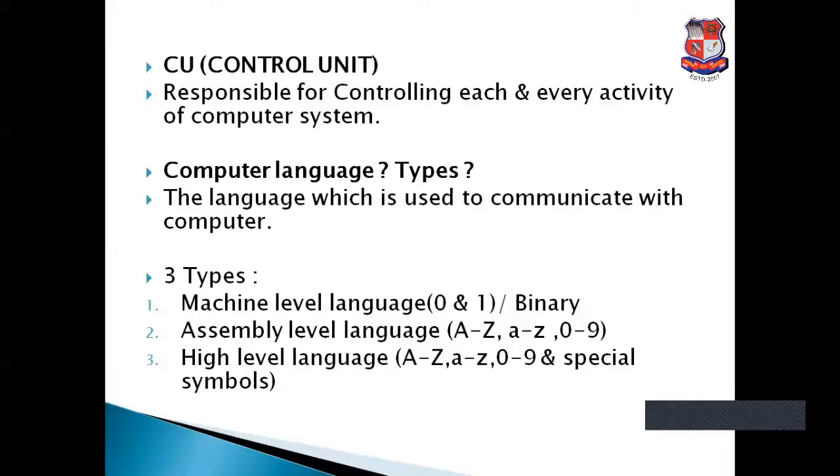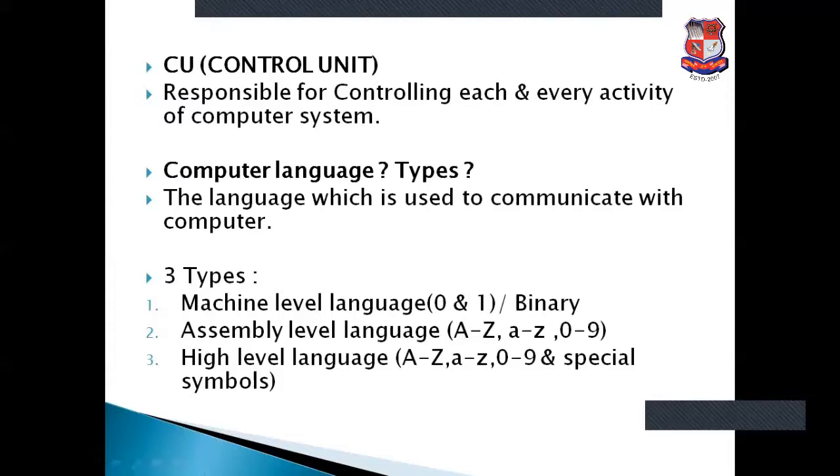Whatever language you use to communicate with your device, with your hardware, with your computer system is known as computer language, and it is broadly classified into three types. First is machine level language, second is assembly level language, third is high level language. Machine level language is also known as binary level language, and it allows you to insert or store data in the form of zeros and ones. It only accepts input from the user in the form of zeros and ones, so it is known as a binary level language.